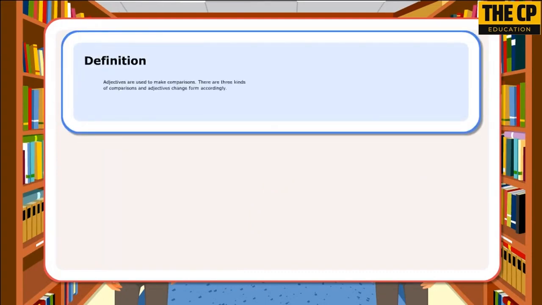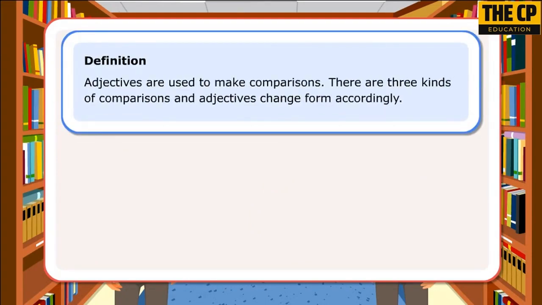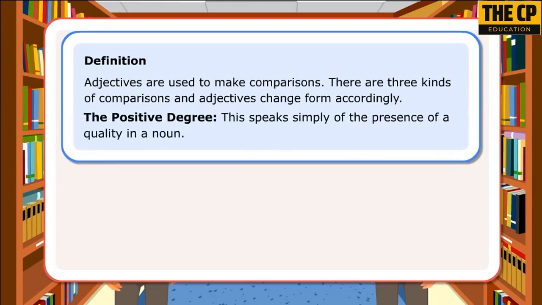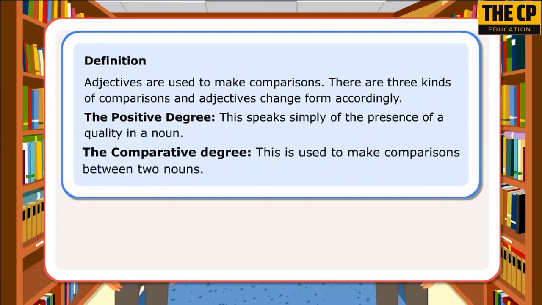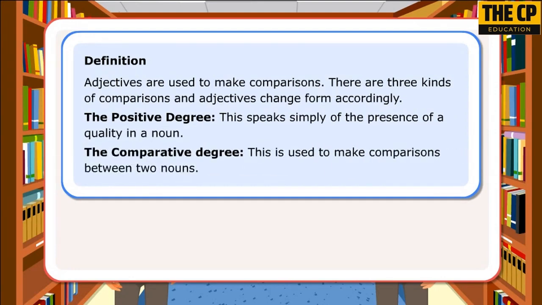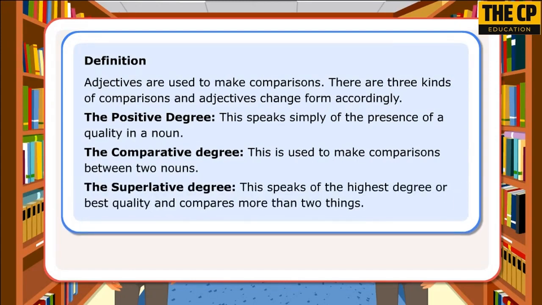Definition: adjectives are used to make comparisons. There are 3 kinds of comparisons, and adjectives change form accordingly. The positive degree: this speaks simply of the presence of a quality in a noun. The comparative degree: this is used to make comparisons between 2 nouns. The superlative degree: this speaks of the highest degree or best quality and compares more than 2 things.